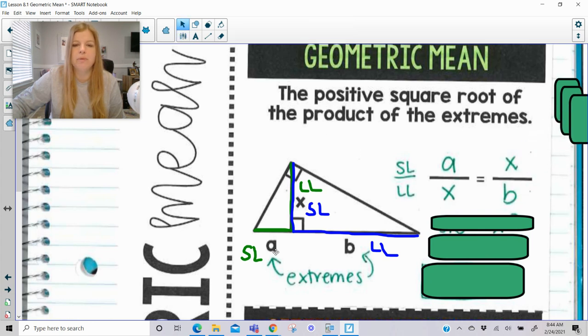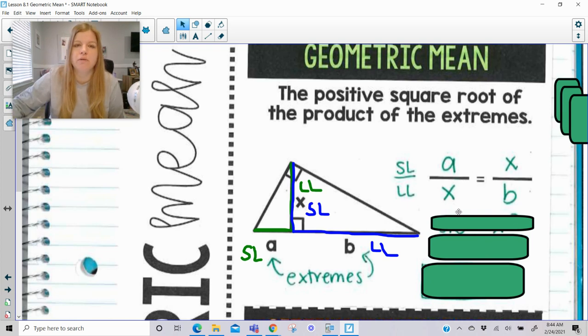And if I set that up, it would be A over X, so short leg over long leg, is equal to short leg over long leg, X over B. And this is now a proportion. And what we want to see is that the X is diagonal from each other. That tells us that we are in good shape for right now.